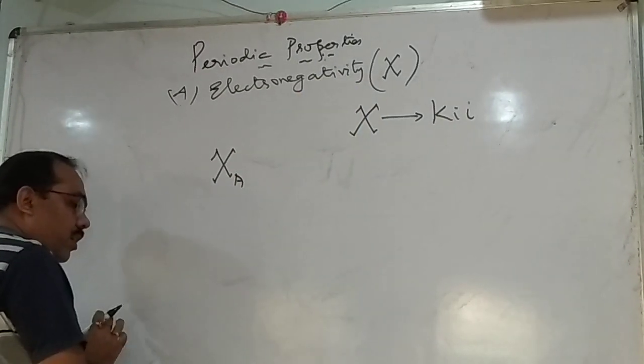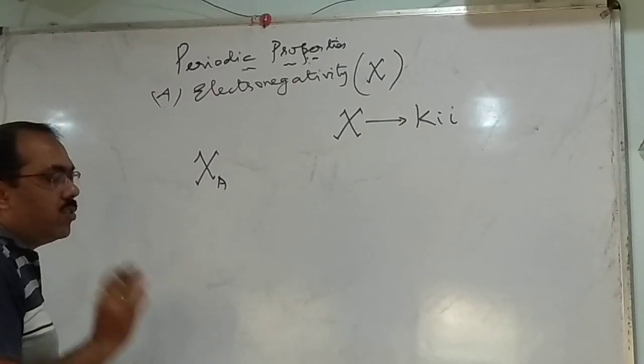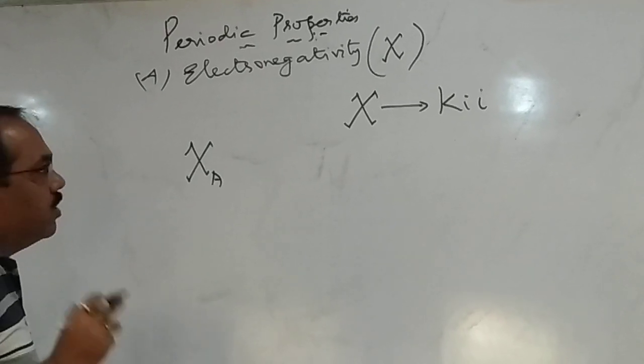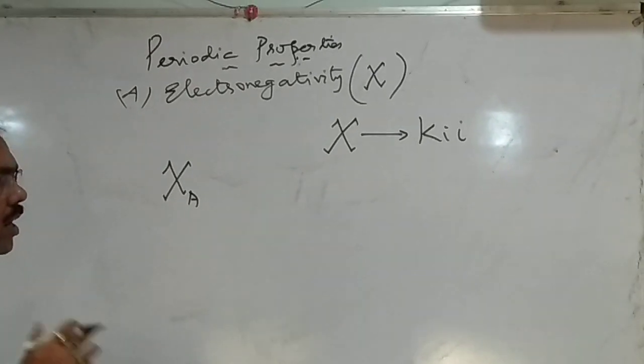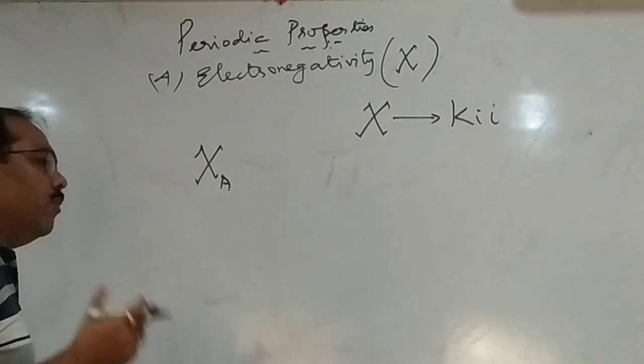So what is electronegativity? It is the tendency of an atom to attract the shared pair of electrons towards itself to form a covalent bond.